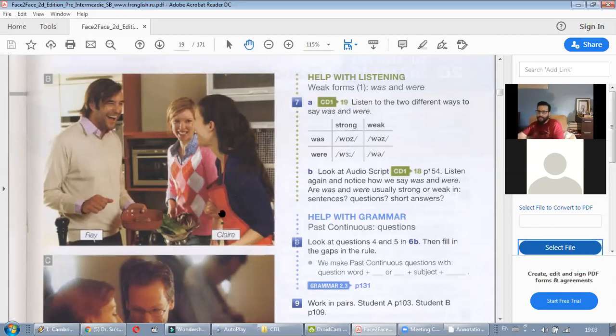But here I'm just going to play the track, and I want you to hear the small difference between was in the strong form and was in the weak form. So you can hear there's a small difference. And the same thing with were. There's also a difference between the strong form and the weak form. So let's listen to this.